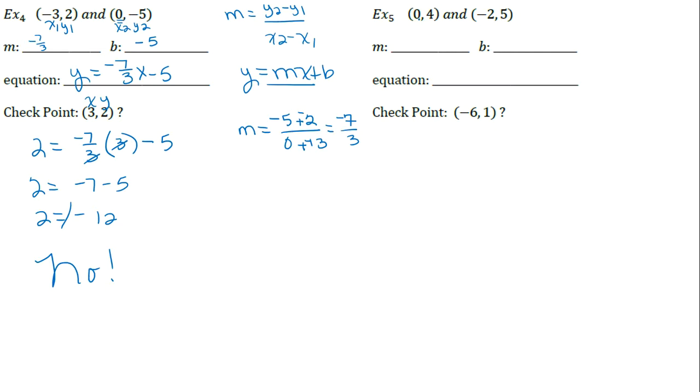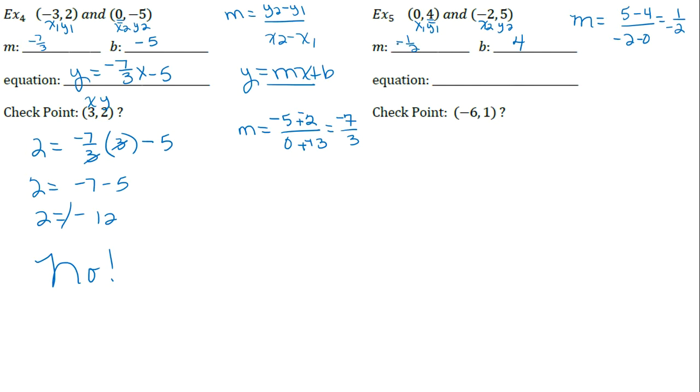Let's look at our next example. We want to find the equation in slope-intercept form that passes through (0, 4) and (-2, 5). We notice that we have been given the b value, the y-intercept. So now let's find slope. This is x1, y1, x2, y2. So we have 5 minus 4, the change of the y's, over the change of the x's. So my slope is -1/2.